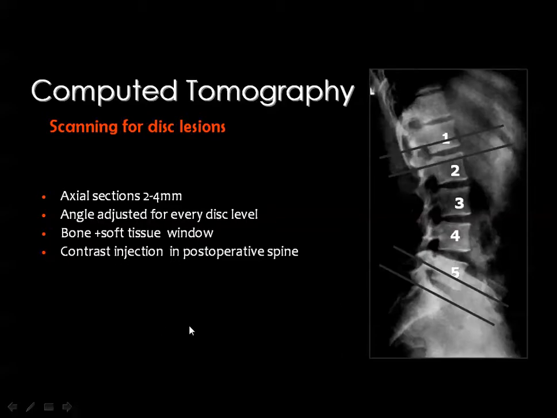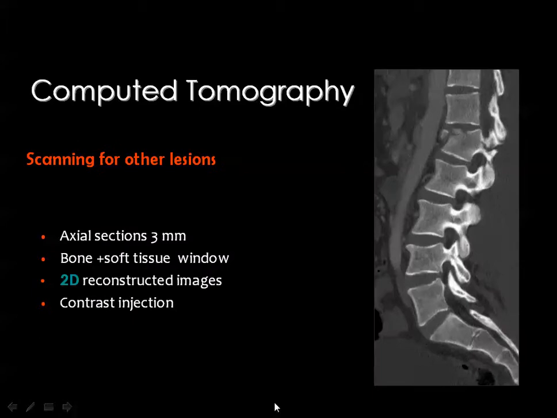Then the operator should align the scanning parallel to the disc itself so that we are able to have a section which is passing accurately within the disc substance. Then we use the bone and soft tissue window settings, and if this is a post-operative spine, we may inject contrast media. The second way is scanning for other lesions other than the disc, such as in cases of trauma, infection, neoplasms, and in some miscellaneous conditions.